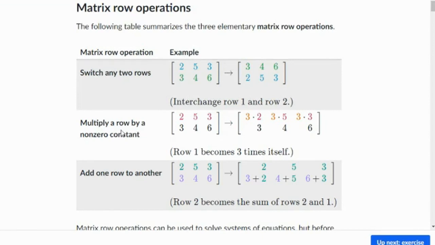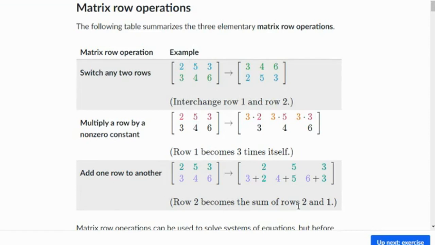Another thing you can do is multiply a row by a non-zero constant. If you multiply it by 0, you don't have a matrix anymore, right? But if we multiplied it by 3, row 1 becomes 3 times itself. So 2 becomes 3 times 2, or 6. 5 becomes 3 times 5, or 15. And 3 becomes 3 times 3, which is 9. So you can multiply a row by any constant number.